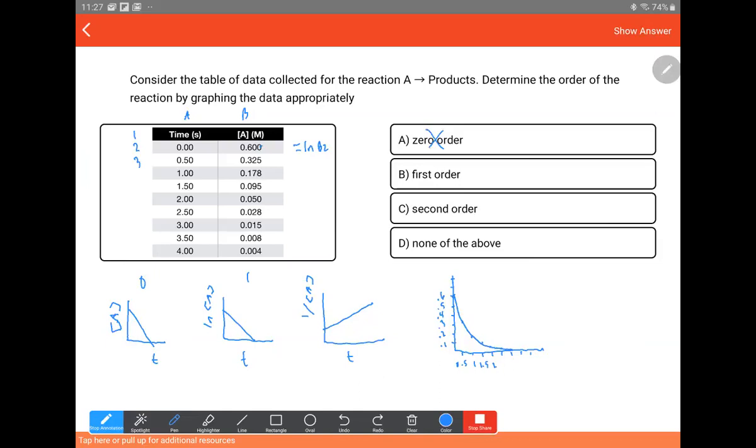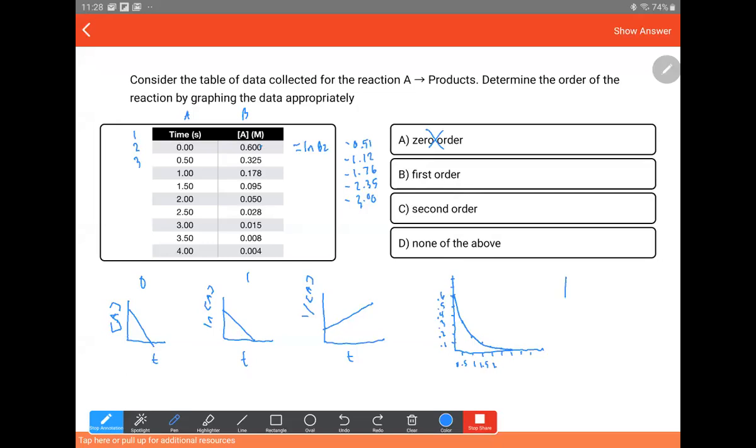So natural log of 0.6 is negative 0.51. Natural log of 0.325, negative 1.12. Natural log of 0.178, negative 1.76. Natural log of 0.095, negative 2.35. Natural log of 0.05, negative 3.00.